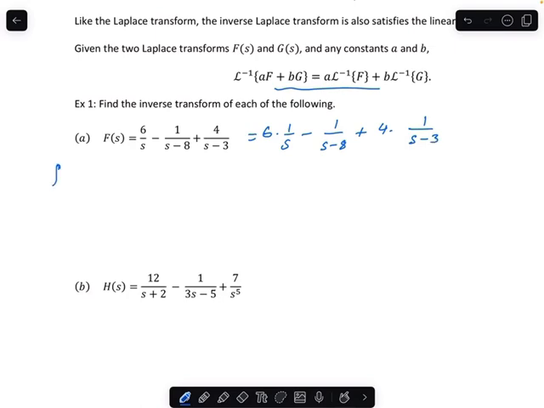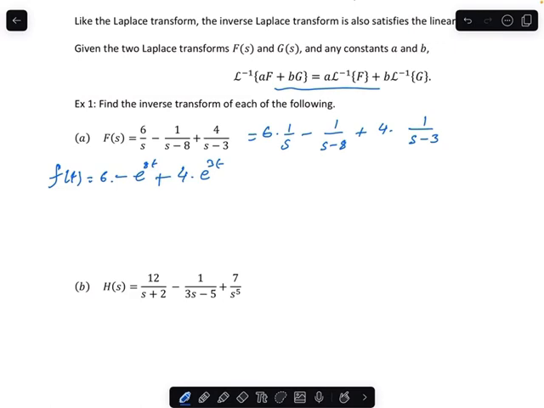Now, from here we can see that 6 I keep here, and 1 over s is the Laplace transform of 1. So I can just leave it as it is, minus, the 1 over s minus 8 is e to the 8t plus 4 e to the 3t. So that's it. That is the inverse Laplace transform.